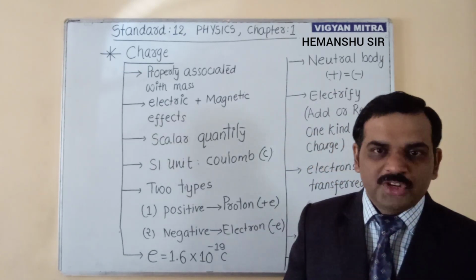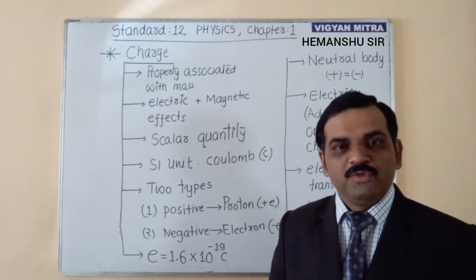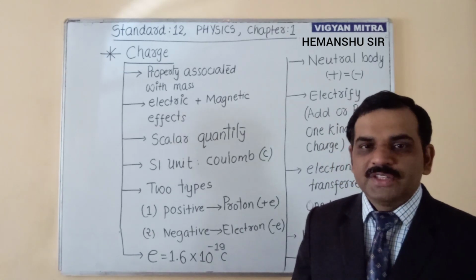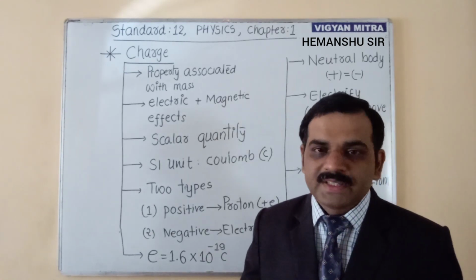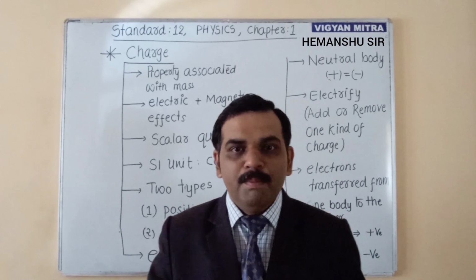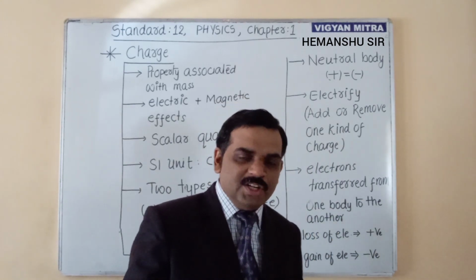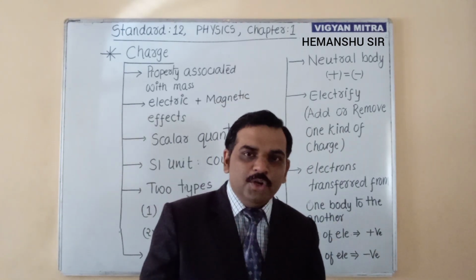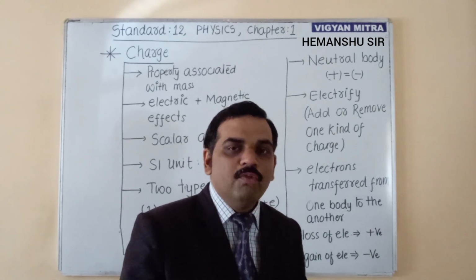Proton has positive charge plus e, electron has negative charge minus e. The value of e is 1.6 × 10^-19 coulomb. Neutral body means the body having equal opposite charges. To electrify the neutral body, we need to add or remove one kind of charge.